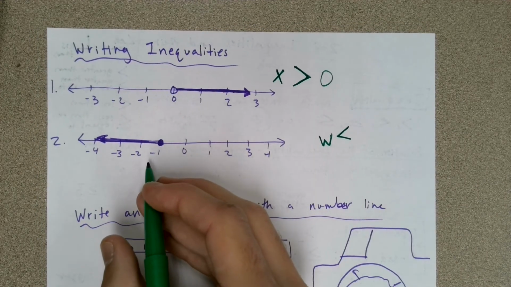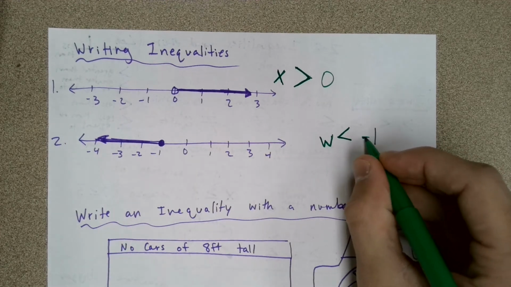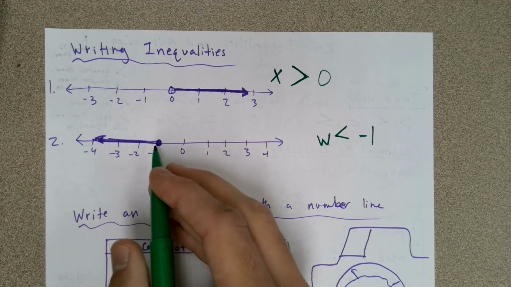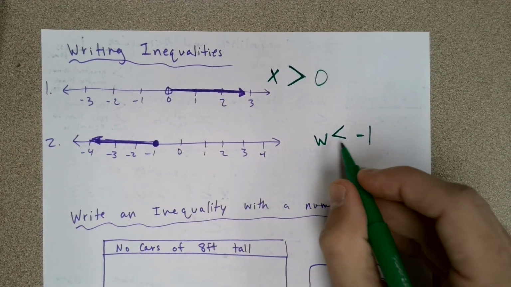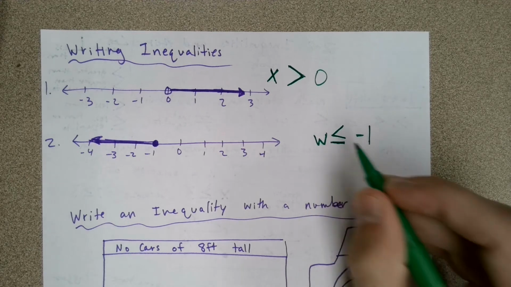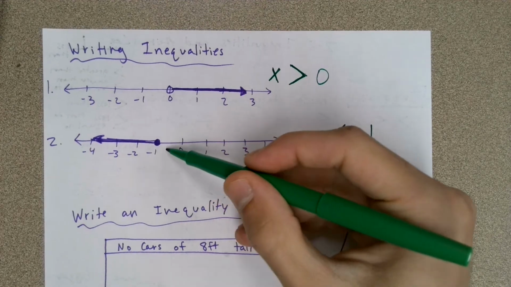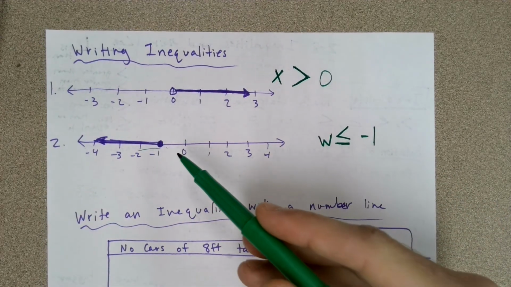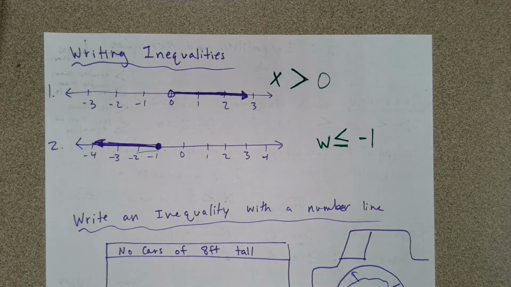W is less than what? It's marked on -1. Let's put a -1 there. W is less than -1, but I'm not done yet because I have a closed dot here. That means it's going to be less than or equal to. W could potentially be -1. W is less than or equal to -1. I see it moving downward. Again, put that variable in front when you're writing them for yourselves. Don't let it trick you.